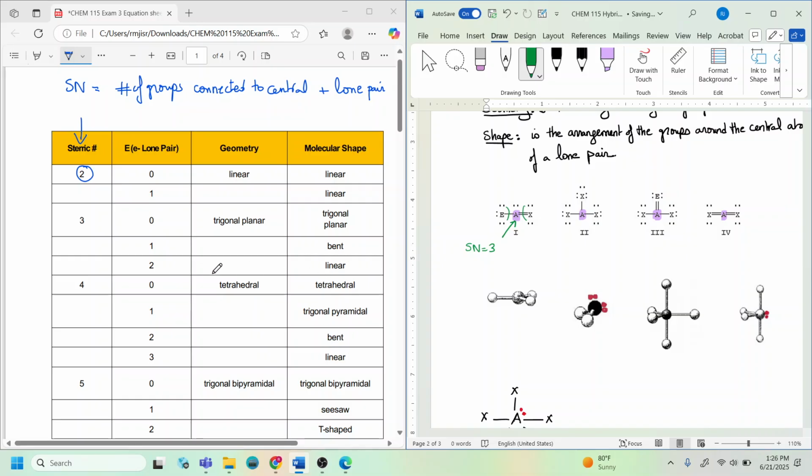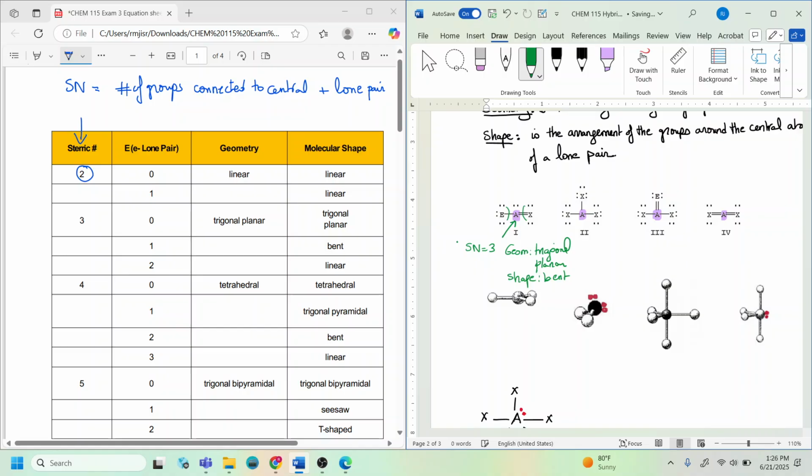So I go to this table and say, okay, steric number is equal to 3. And how many lone pairs do I have on A? I have just one lone pair. So steric number of 3, lone pair of 1. Then the geometry is trigonal planar. However, the shape is going to be bent. So the shape is going to differ. The shape for this one is going to be bent.